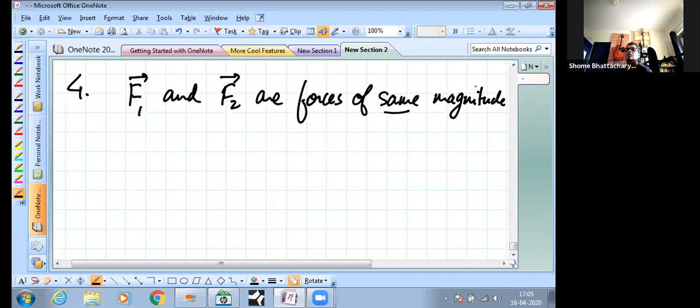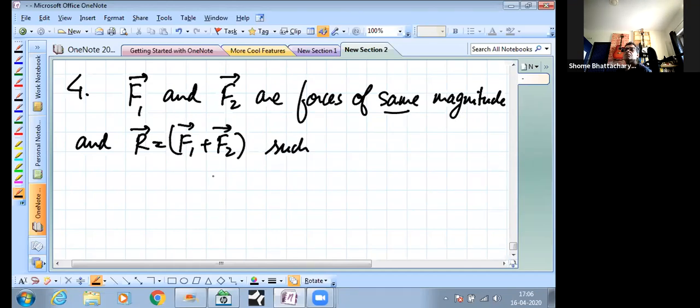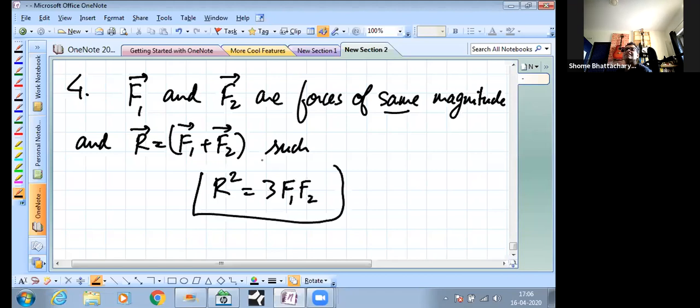And the resultant of F1 and F2 is such that, so if R is the resultant of F1 and F2, the magnitude of R square is equal to 3 times the product of F1's magnitude and F2's magnitude. So this is the meaning of the second part of the statement, okay? That the resultant square is 3 times the product of the two forces.